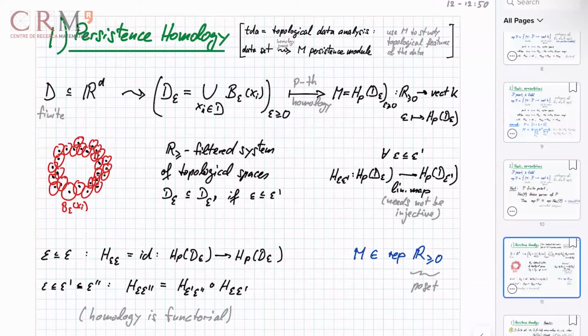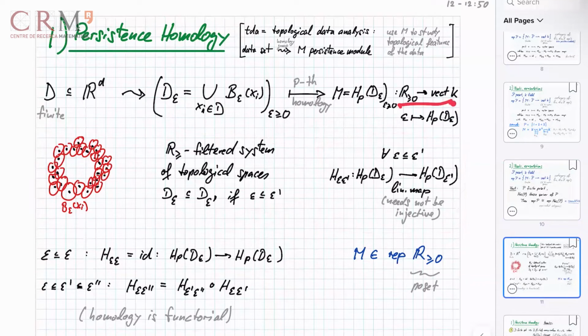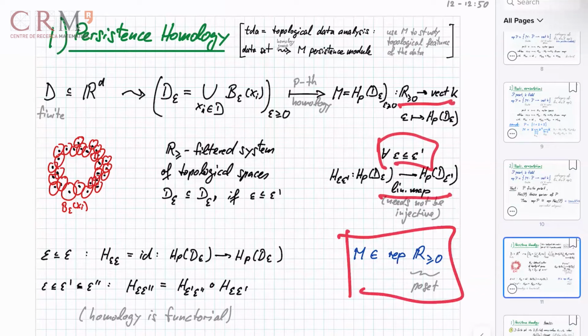So we can go back to our original picture. We had this beautiful diagram. We start with the finite data set, then we get the filtered system. And for every pair of radii, epsilon and epsilon prime, we get the inclusion. So we compute this linear map. So we do get, in fact, for every real number, a vector space. And for every order relation, we get a linear map. So we get a representation of that poset.